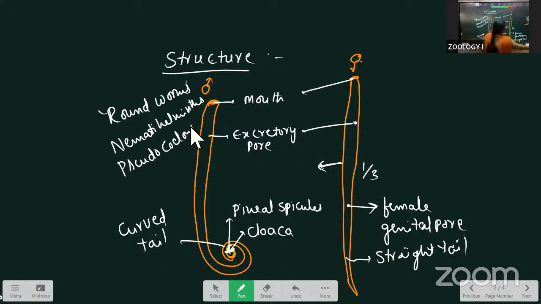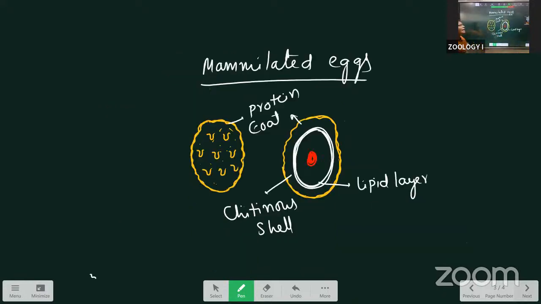Next coming to the fertilized eggs. Both of them copulate inside the small intestine, and they release the eggs. What is the structure of this? On the outer side they have a protein coat, followed inside by the chitinous shell, and inside that the lipid layer is present. These are present along with the fecal matter. They come out, and inside that they develop as a human.